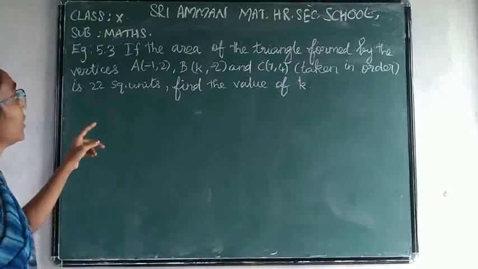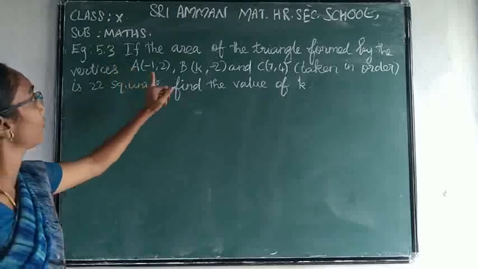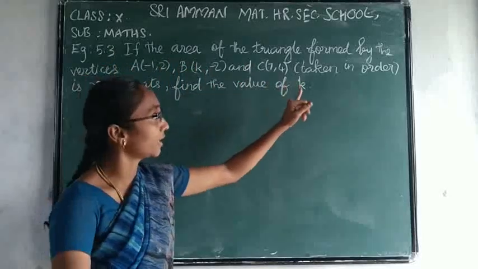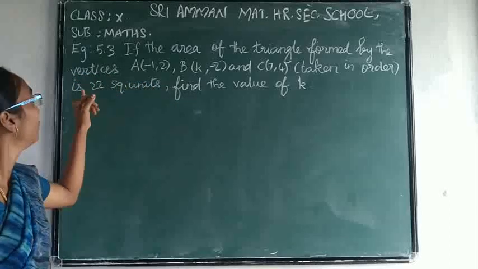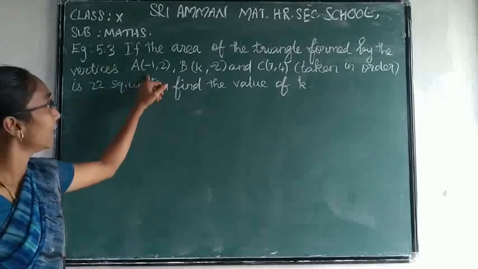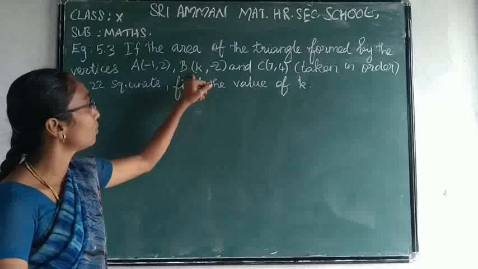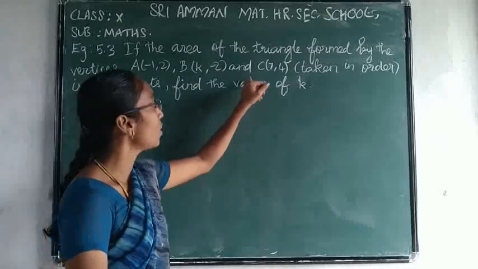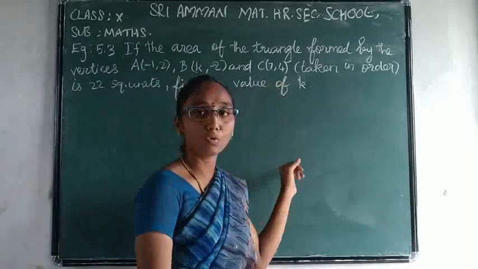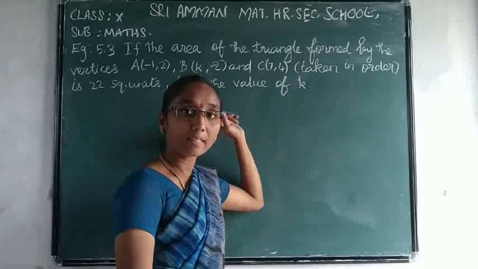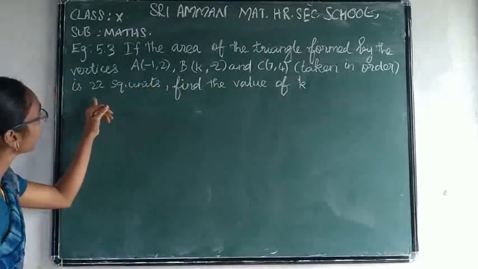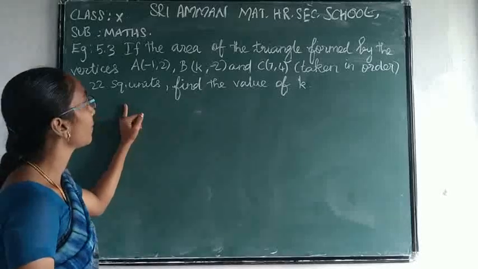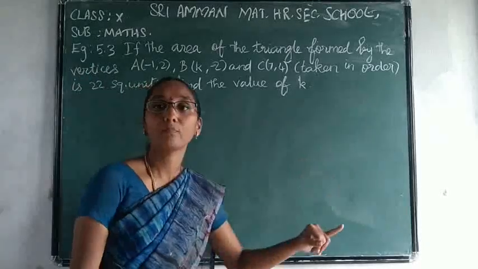Afterwards you read in your own way. If the area of the triangle formed by the vertices A of minus 1 comma 2, B of k comma minus 2 and C of 7 comma 4, these names taken in order, okay, this area is 22 square units. Find the value of k.